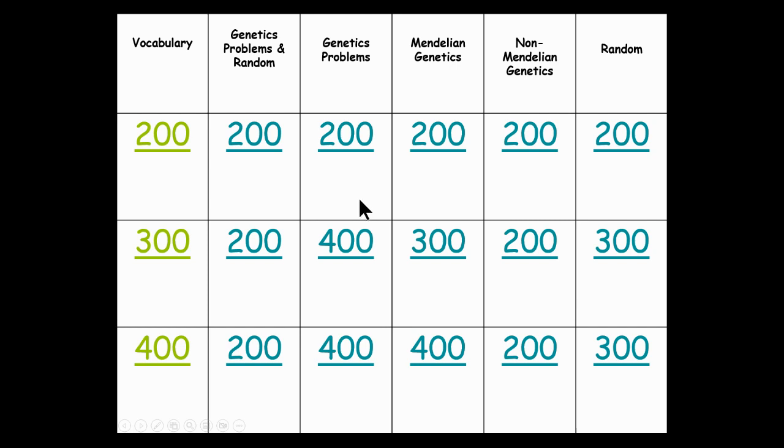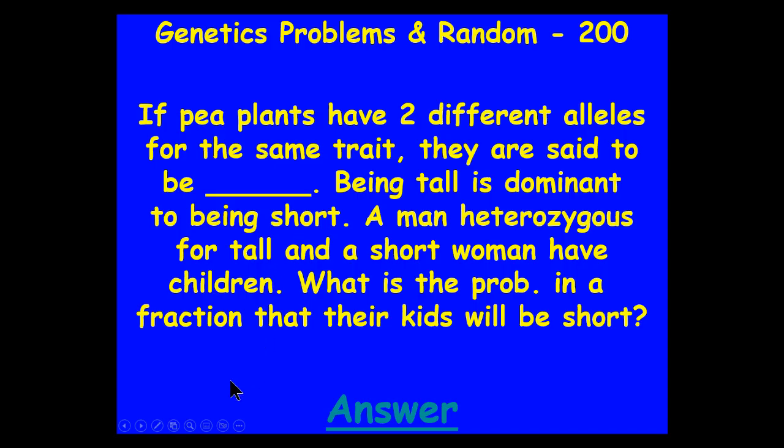All right, on to some genetics problems and some random questions. If pea plants have two different alleles for the same trait, they are said to be blank. Being tall is dominant to being short. A man heterozygous for tall and a short woman have children. What is the probability in a fraction that their kids will be short?